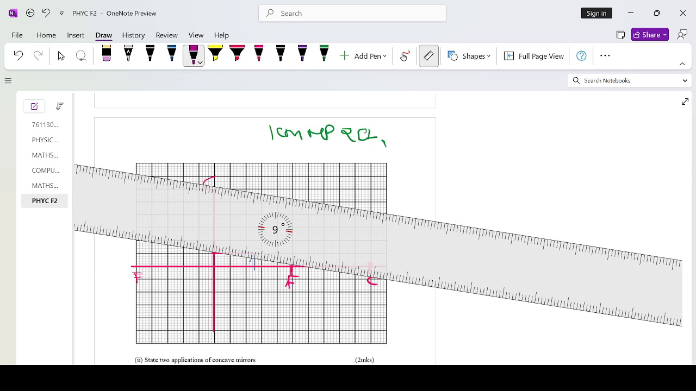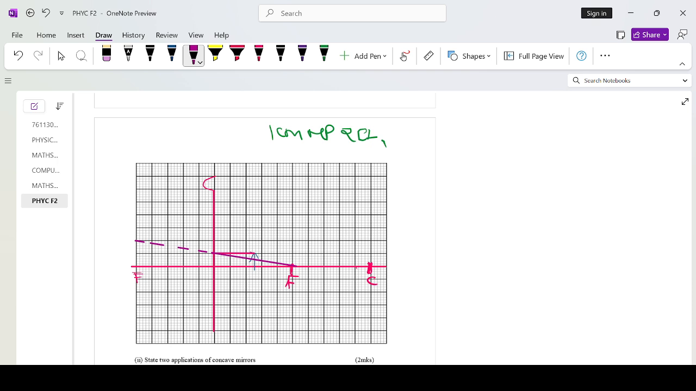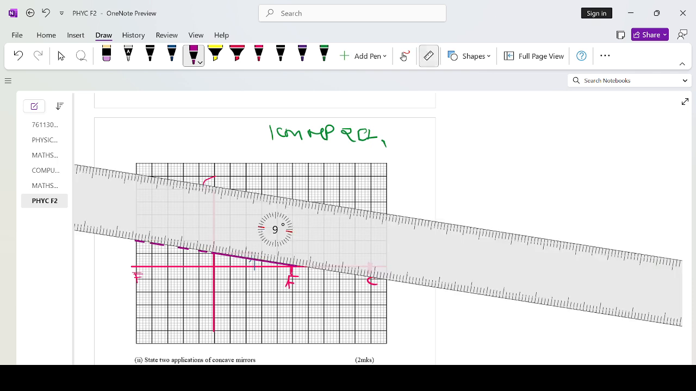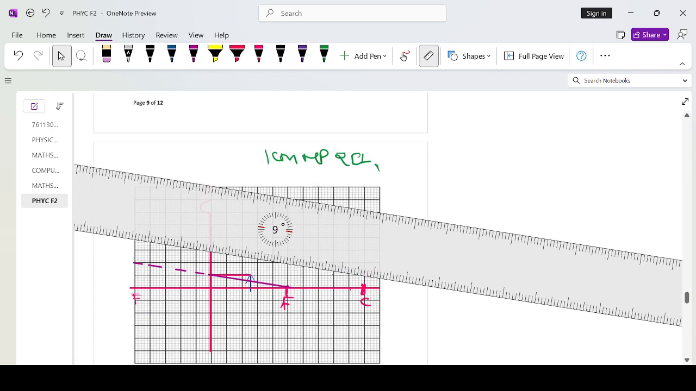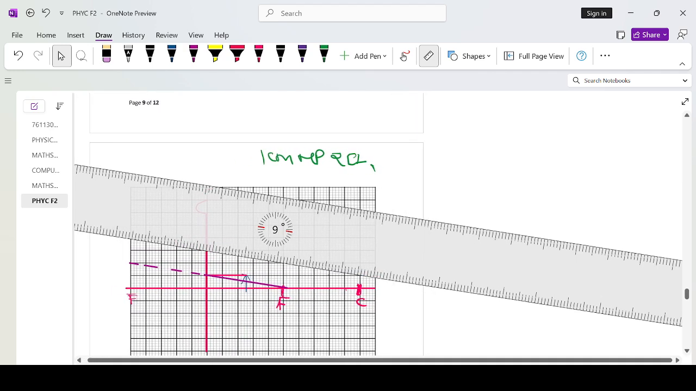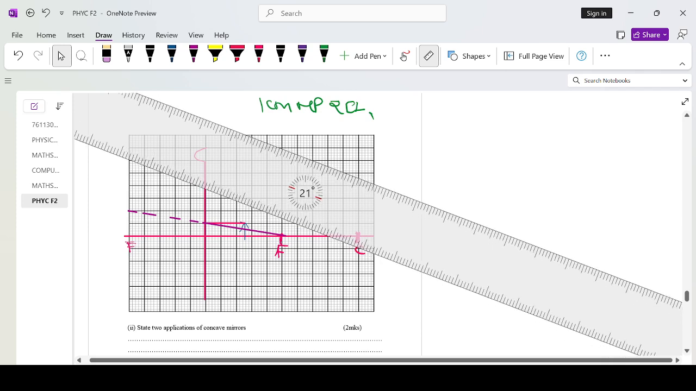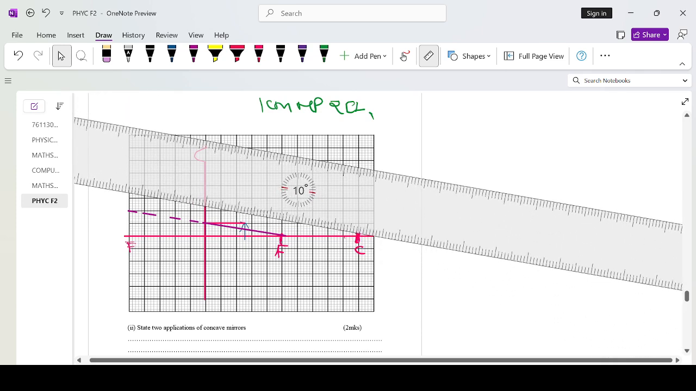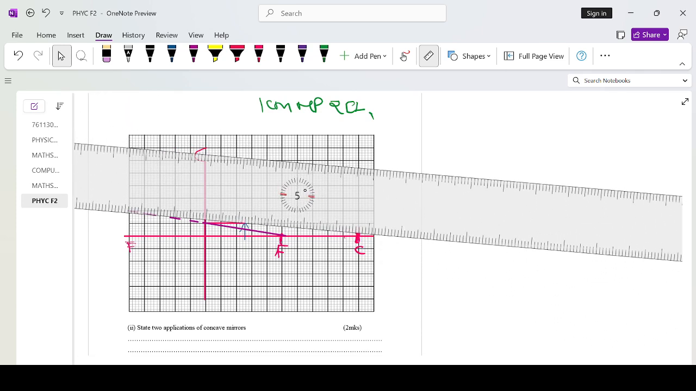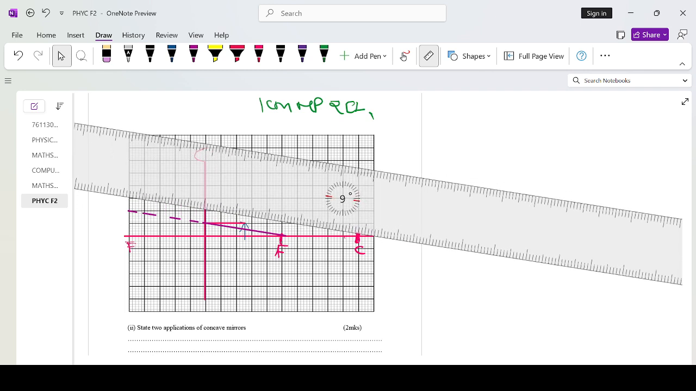Let me use a different ink. I want a higher level of accuracy here, like that. That's very nice. Then I'll also draw another ray from the tip of the object to C, the center of curvature, and that ray normally goes undeviated. Sorry for that. That ray normally goes undeviated, from the tip through the center of curvature. This ray goes undeviated, learners.